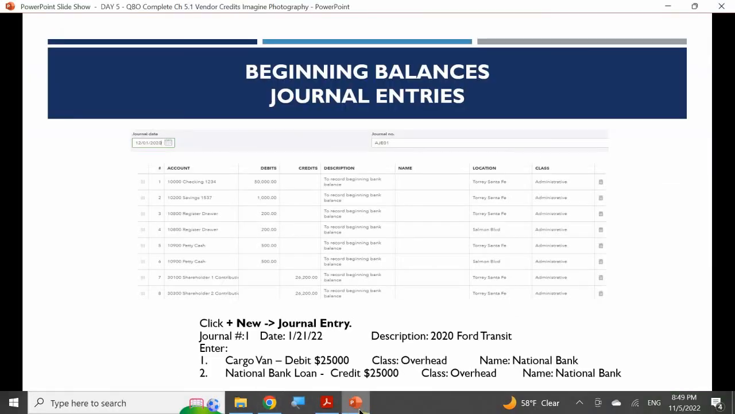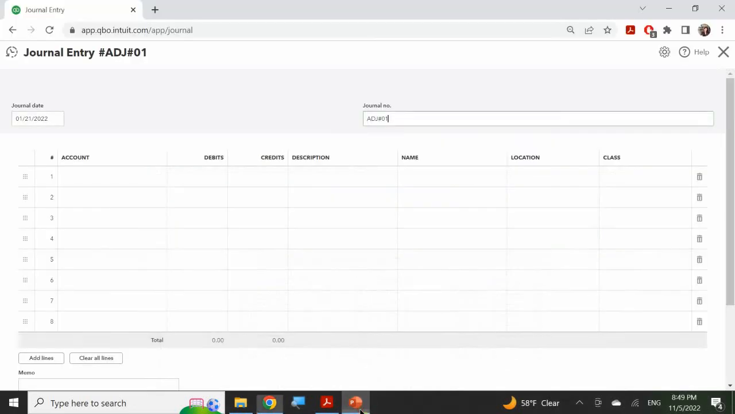And let's see what else we're going to have here. Again, your description is going to be your 2024 Transit, and you're going to debit your cargo van, and you're going to credit your National Bank loan. So in this case, this is what you're going to do.